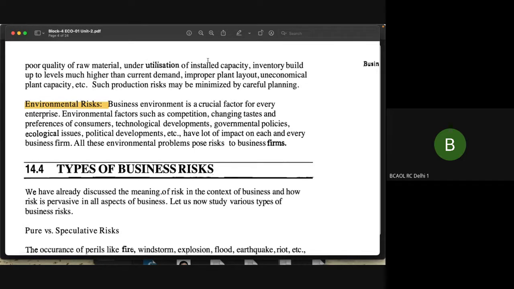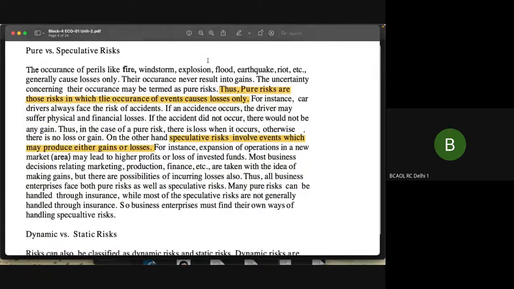Okay, types of risk, if I may say, there are two distinctions that we make. One is pure and speculative risk, and the other is dynamic and static risk. See, pure is a risk in which there will be only negative things. Nothing good will come out of it. You will lose only. Like in case of an accident, a person will be injured. There is nothing good coming out of it. So it's a pure risk. Only loss occurs.